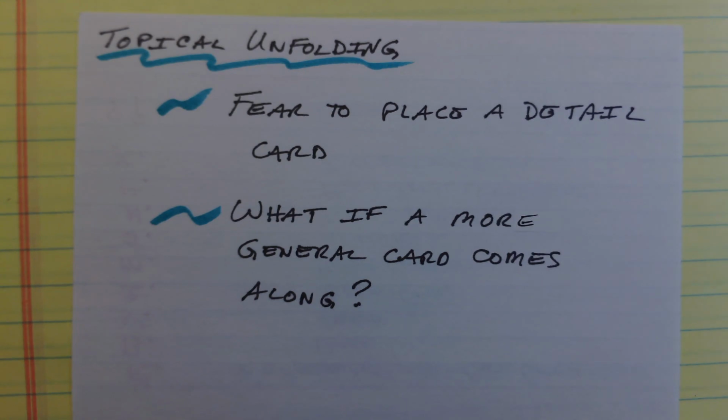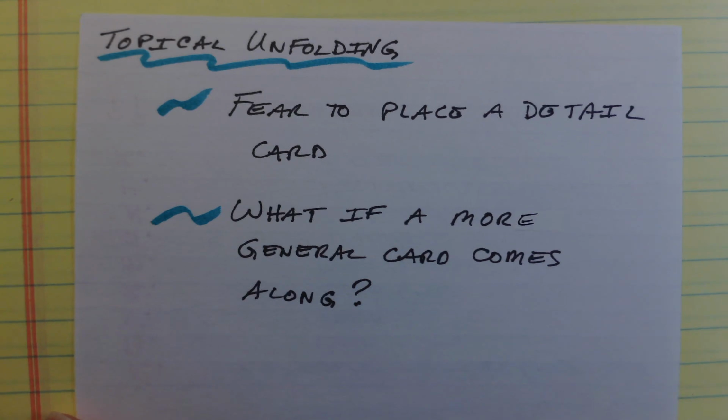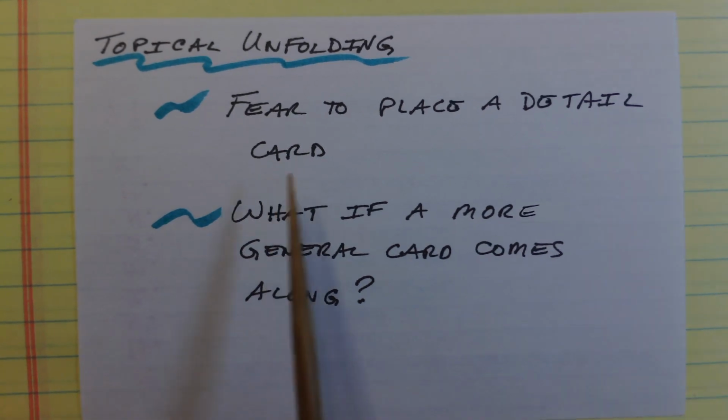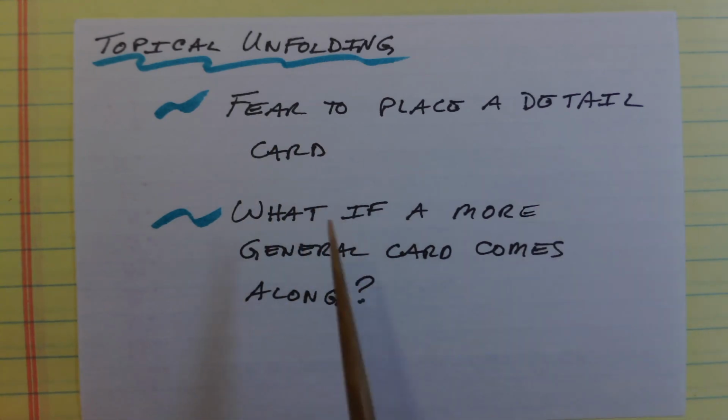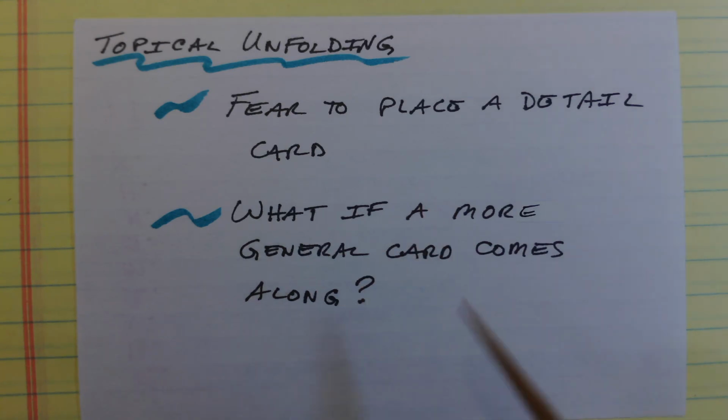Now, topical unfolding is quite a different matter, and in fact, this is something that goes right back to Roy's question. If you're hesitant to place a detail card for fear that a more general card will come along later, you could get stuck in getting your Zettelkasten started. You'd end up with a whole bunch of unnumbered cards that you're just waiting for that magic lead card to come along to give them all structure. Well, I'm happy to say that a hierarchical structure can evolve from detail to general. And let me show you how.